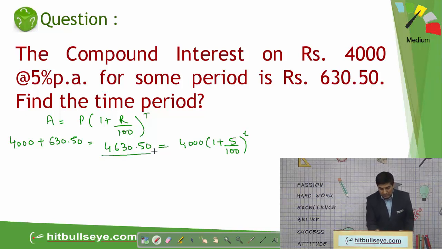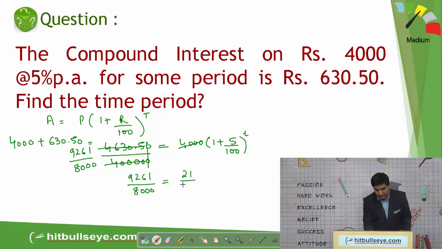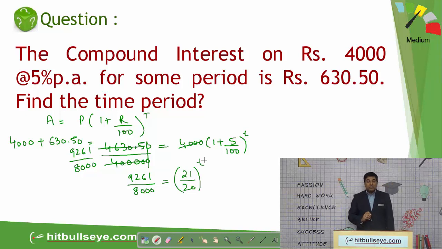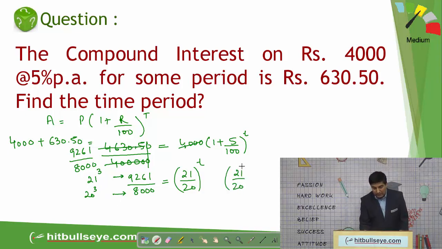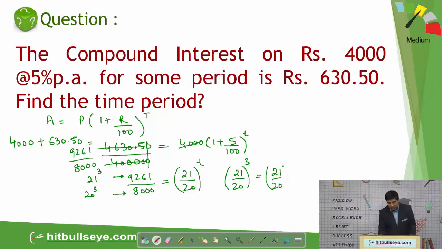So now shifting the principal to the denominator and cancelling the decimal and finally the 0, we can cancel this amount. Dividing it by 5, we get 9261 upon 8,000. So now finally we have 9261 upon 8,000 equal to 21 by 20 raised to the power t. So now here 9261 is nothing but 21 cube and 8000 is 20 cube. So we can write it as 21 by 20 whole cube equals 21 by 20 raised to the power t. So t happens to be 3 years.